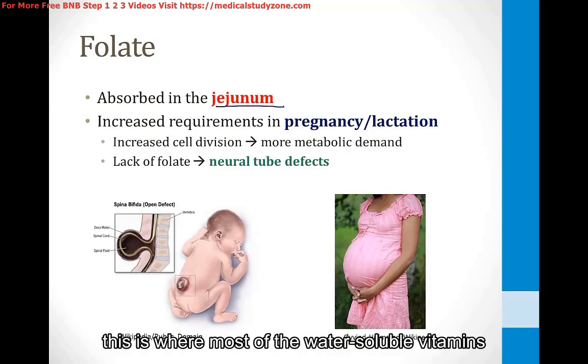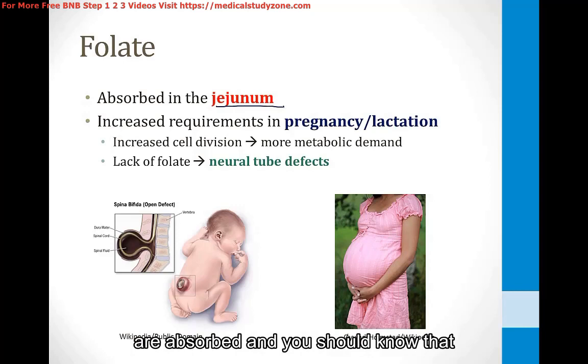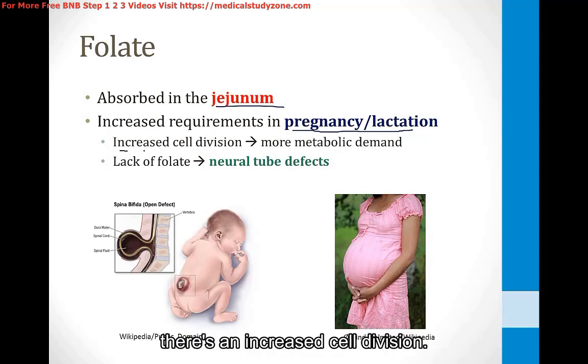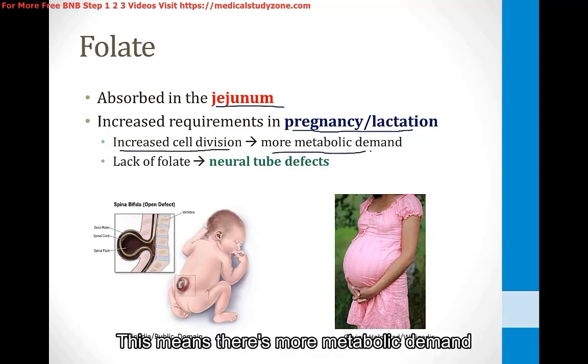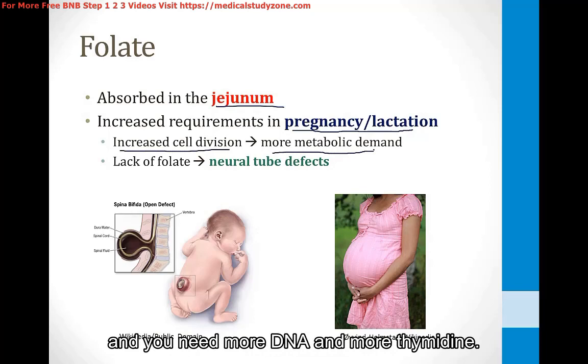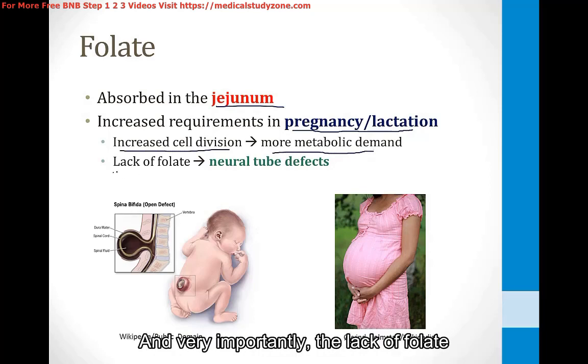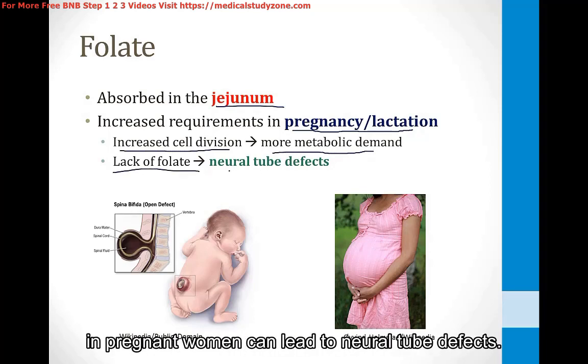This is where most of the water-soluble vitamins are absorbed, and you should know that there are increased requirements for this vitamin in pregnancy and lactation. In both of these settings, there's increased cell division. This means there's more metabolic demand and you need more DNA and more thymidine. And very importantly, the lack of folate in pregnant women can lead to neural tube defects.